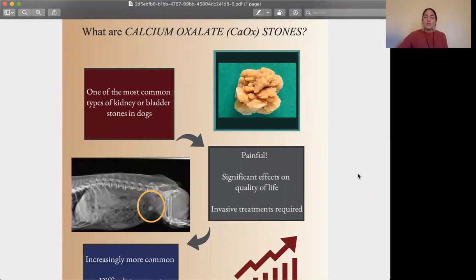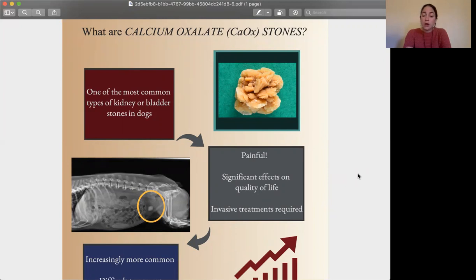All right, so next let's talk about these calcium oxalate stones. So calcium oxalate stones are one of the most common types of kidney or bladder stones that we see in dogs. And they actually do not only affect dogs, but humans also get calcium oxalate stones. And in fact, in the United States, up to 10% of people will be affected by calcium oxalate stones in their lifetime. So it's a fairly big problem.